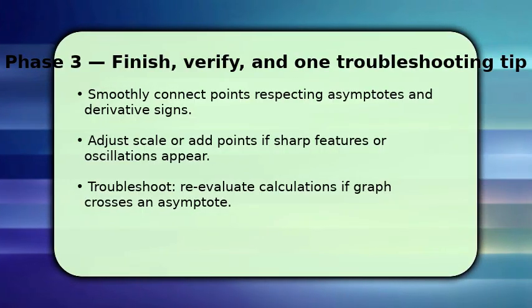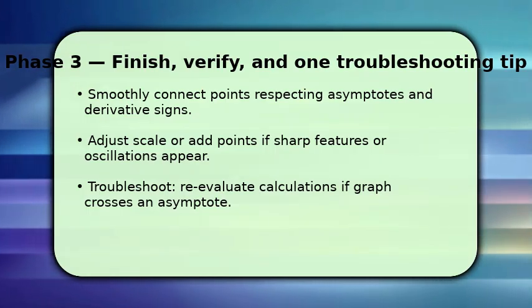You should reflect slope changes at peaks and inflection points. Once done, step back and check proportions. If something looks off, add more sample points in regions with rapid change. Make sure to label intercepts and asymptotes clearly.